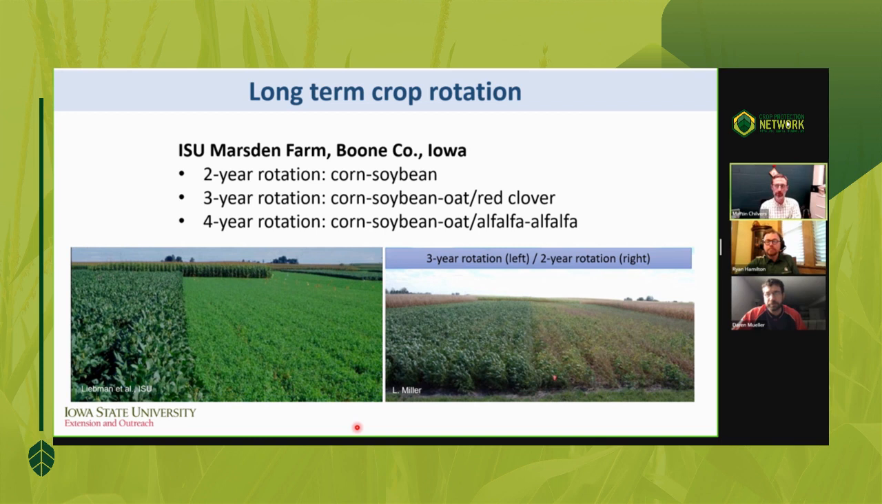So Daren, I think one of the questions we get too, in these 3 and 4-year rotations, we've got oat and red clover. So you've got different crop species. When we're talking about rotation from soybean to a couple of years of corn and back to soybean, is that an effective rotation? Yeah.